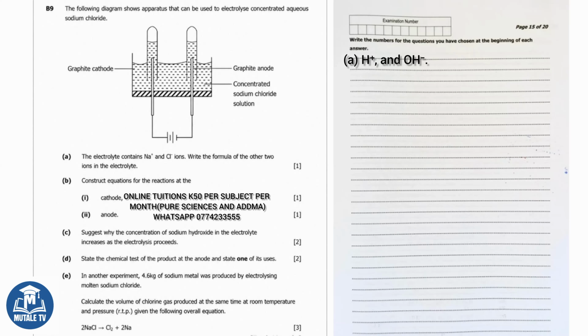Before you start answering the part for the equations, you need to know what reduction is and what oxidation is. Reduction is the gain of electrons, and it occurs at the cathode, and oxidation is the loss of electrons, and it always occurs at the anode. Never forget those definitions when you're asked to answer questions on electrolysis. Now let's get back to business.